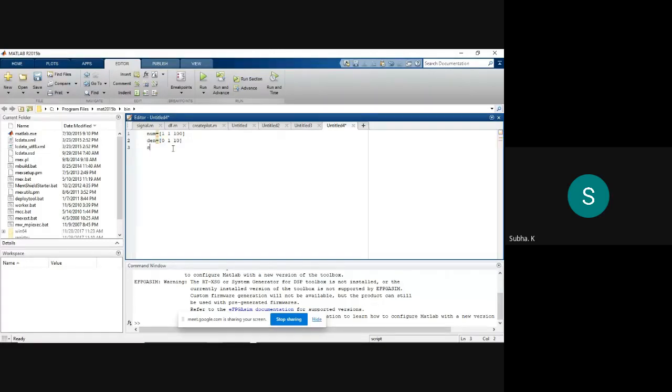Next thing is I want to have the system transfer function, so TF like that. Numerator comma denominator I have to give. Then root locus. That's all. Then I have to save and run.